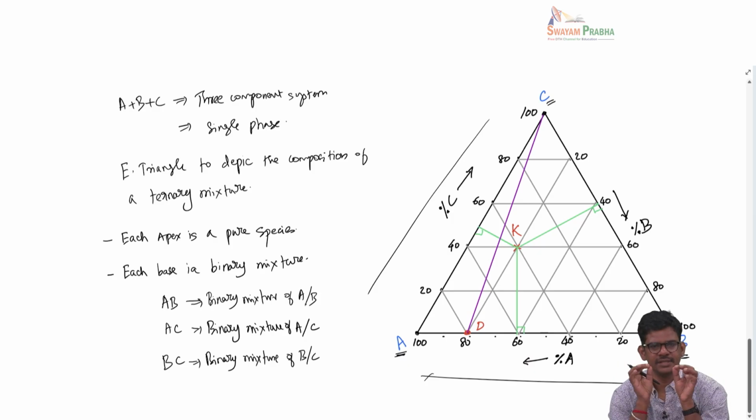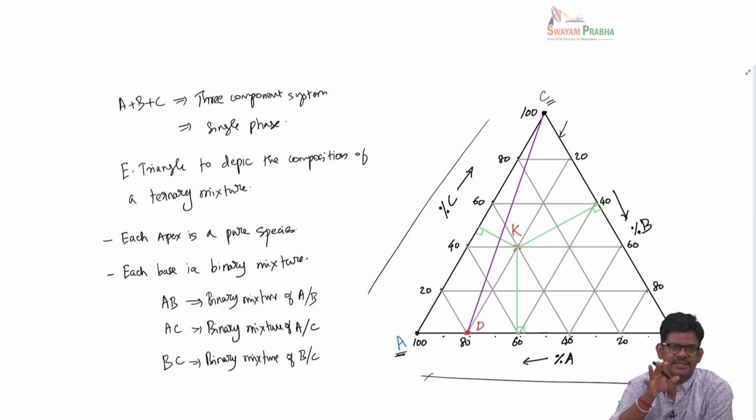So we are saying that in this equilateral triangular diagram, all the apexes correspond to pure species, and all the bases correspond to binary mixtures based on which apexes they connect. Here, this line AB connects apex A and B, so it is the base AB, and this line connects A and C, so that is the base AC, and this particular baseline connects apex C and B, so we say it is the base BC. All these baselines are binary components only. The third component is missing there.